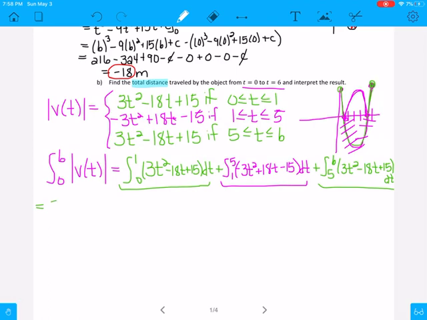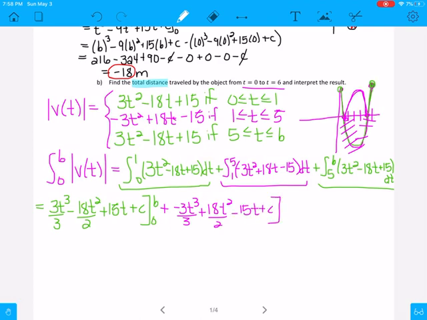3, we did this already, but I'll show it again anyways. 3t cubed divided by 3 minus 18t squared divided by 2 plus 15t plus c from 0 to 1, plus negative 3t cubed divided by 3 plus 18t squared divided by 2 minus 15t plus c from 1 to 5.